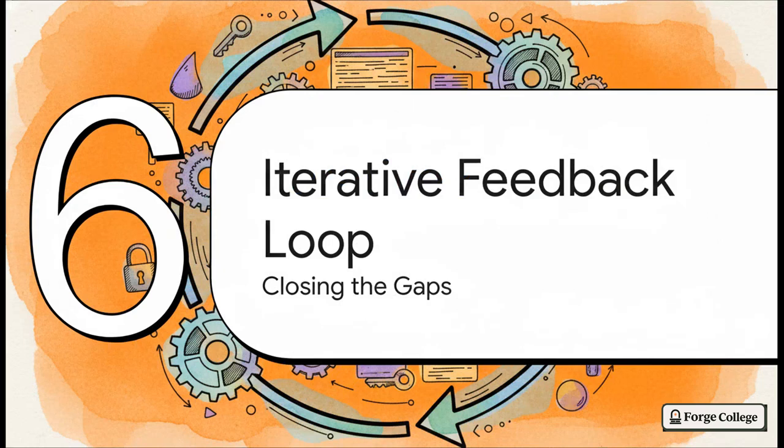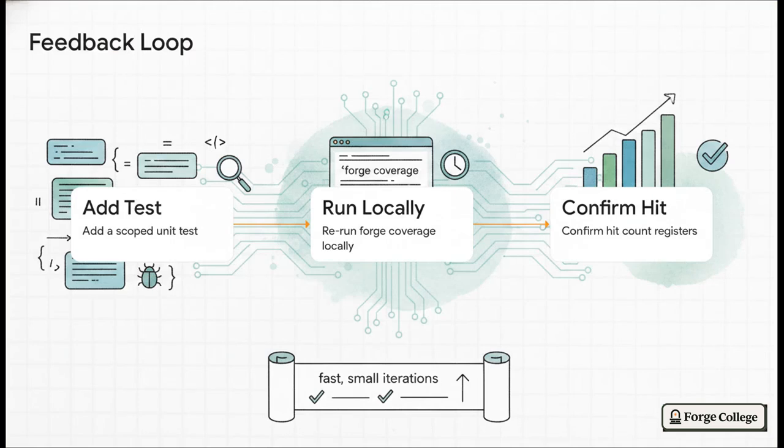And finally, Section 6, the iterative feedback loop. We've reached the last stage of our blueprint, which is all about actually closing those gaps. This right here is where the magic happens. You take your top 3 list, you add a highly scoped, focused unit test. Then you immediately rerun forge coverage locally. And finally, you confirm that your hit count has registered and the gap is officially closed. By making these fast, small iterations, you completely transform coverage analysis from a boring reporting chore into a really active empirical history of quality improvement.